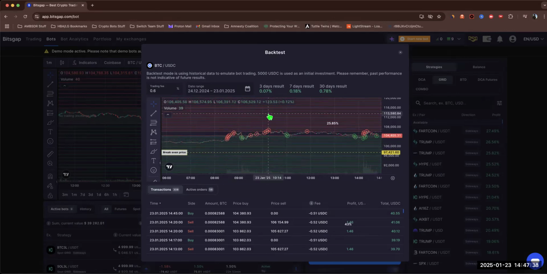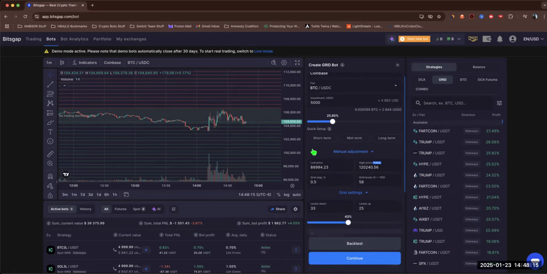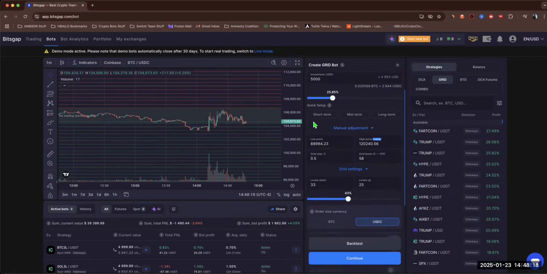And over the last 3 days, well, I don't like to look at the last 3 days. We'll just keep it to 30 days, 30 days result. So a $5,000 investment gives you 0.78%. That's 39 bucks. That's more than you would get keeping that 5K in a bank. And here you benefit off the volatility of the market. And in an exchange like Coinbase, they're not going to FTX you. So if you don't know what FTX is, then you probably shouldn't be messing with trading bots.